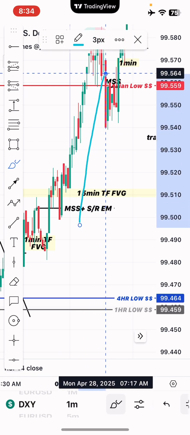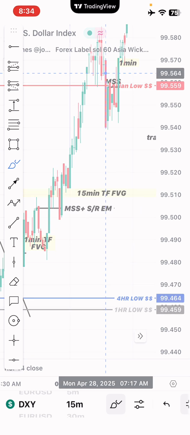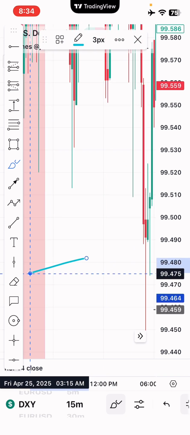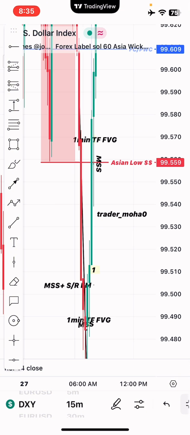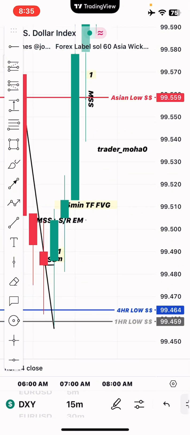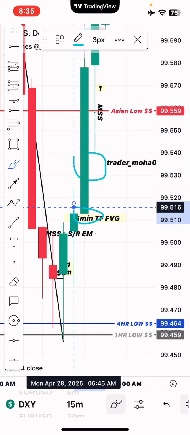So actually, after expanding to the upside, you can see on the 15-minute time frame, price actually left some areas of inefficient price action, 1, 2, but this was the first one.